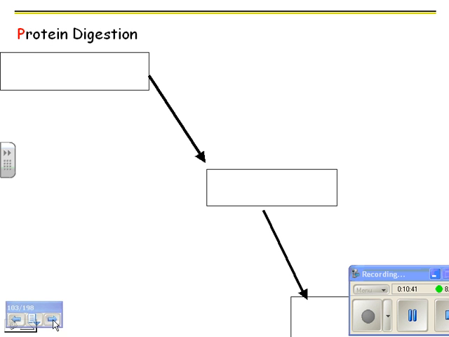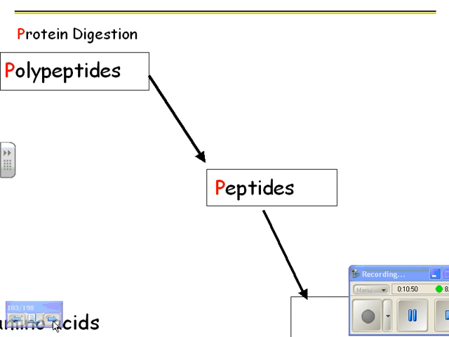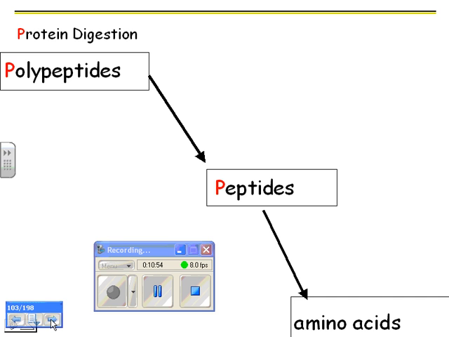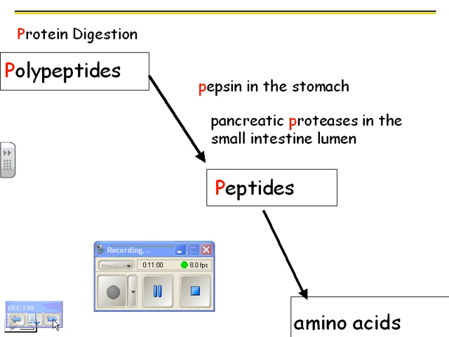Protein digestion. Again, I think page 3 of your notes, so you've gone backwards to do this, hopefully. Polypeptides are broken down into smaller peptides, which are broken into amino acids. Now you have to do the enzymes. The first one is pepsin in the stomach. And then pancreatic proteases, so this is protein with ACE on it, in the small intestine.